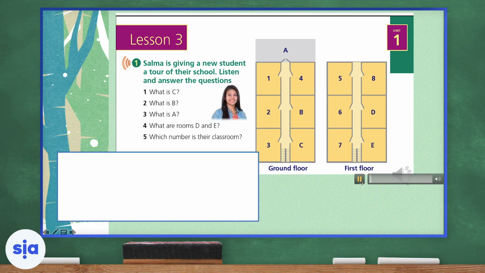Hello, Selma. This is Amal. She's a new girl in our class. Can you show her where to go for her lessons? Of course. I'll give you a tour of our school. Thank you. Let's start on the ground floor. This is the office here at the bottom of the stairs on the right. The toilets are next to it, and that's the door to the playground at the end of the corridor. We go there at break.